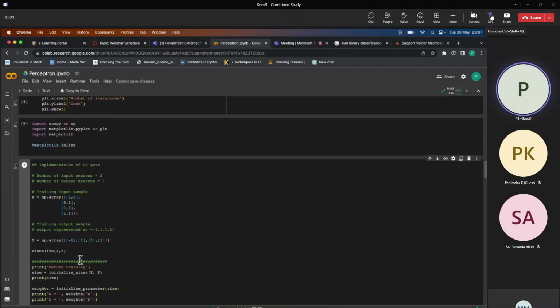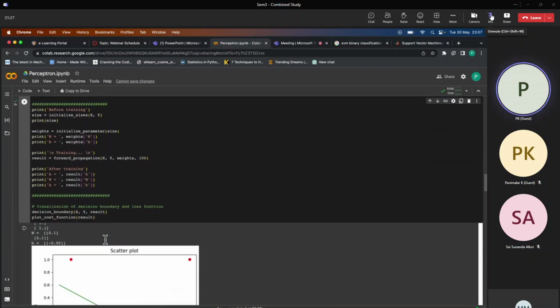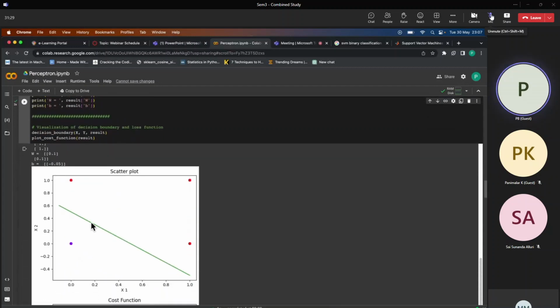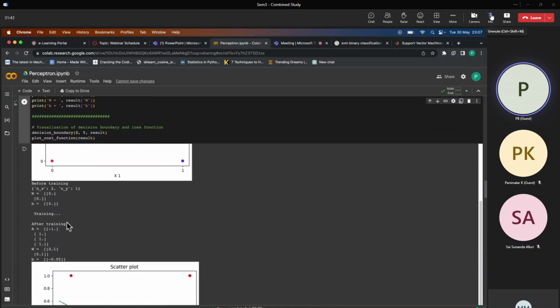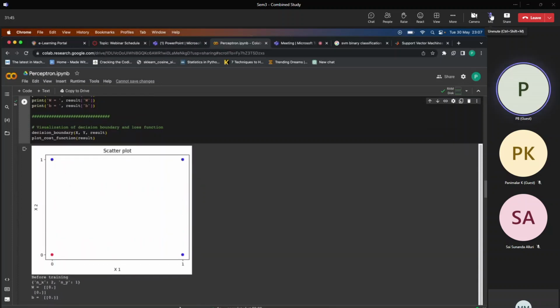Now, see, implementation of OR gate. What we have here is linearly separable data. So one point is on the right hand side, the other point is on the left hand side. So we can very clearly see what we were dealing with, the initial data.